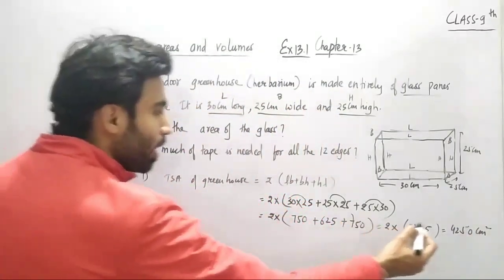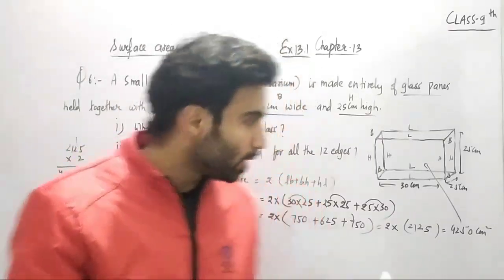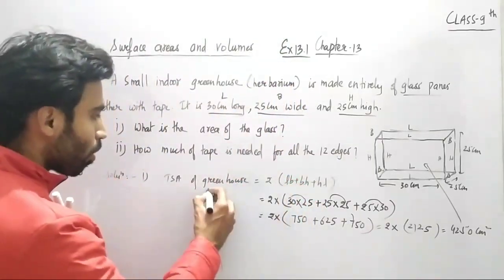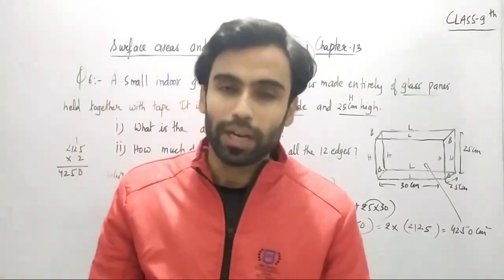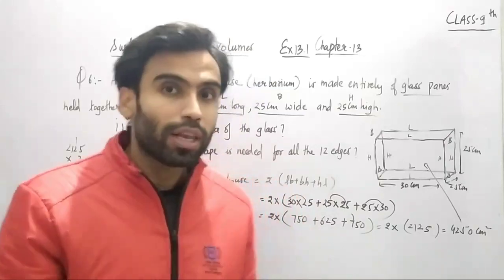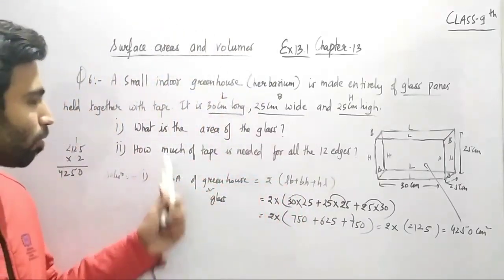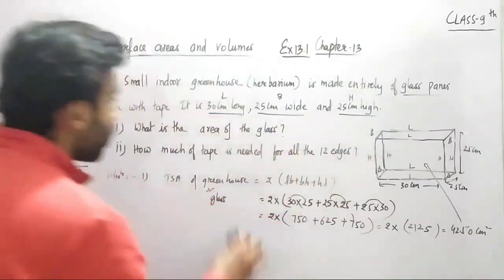So this is going to be the area of this, you can see, glass. You can see here, right? Area of greenhouse, or you can say the glass. Both are the same things. So that was all in the first part of this question, right? Now let us just directly move on to the second part as well. So let me first make some space here. I'm going to rub this.